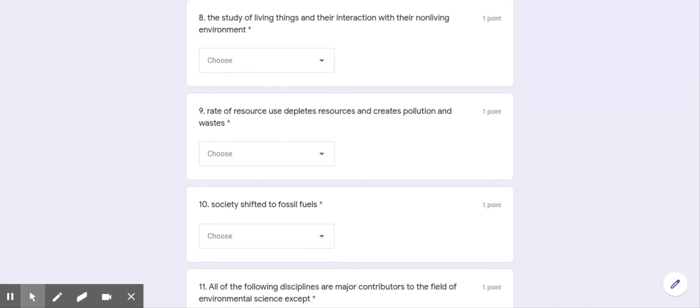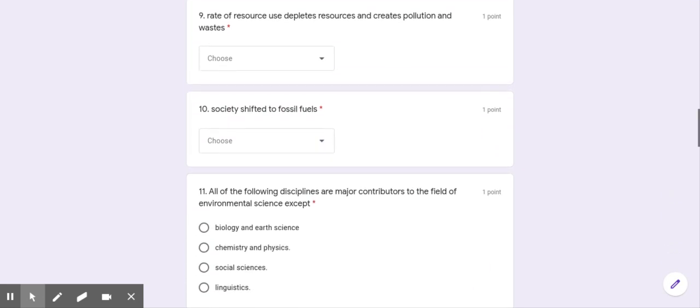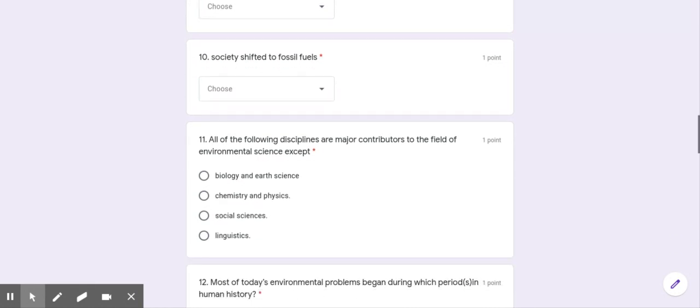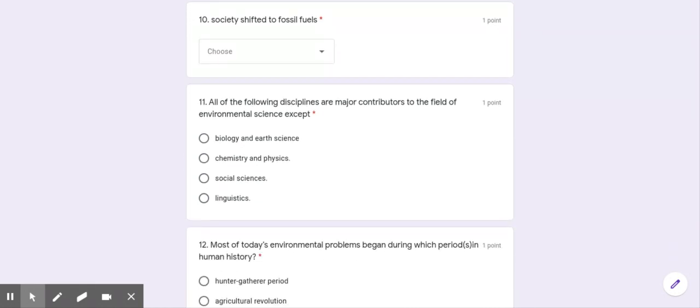Number 8, the study of living things and their interaction with their non-living environment. Number 9, rate of resource use depletes resources and creates pollution and waste. I'll read that again. Number 9, the rate of resource use depletes resources and creates pollution and waste. And number 10, society shifted to fossil fuels.